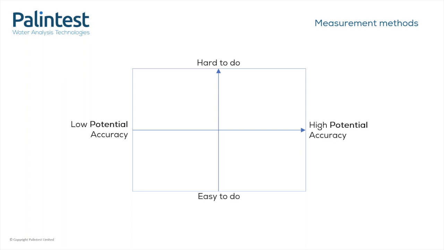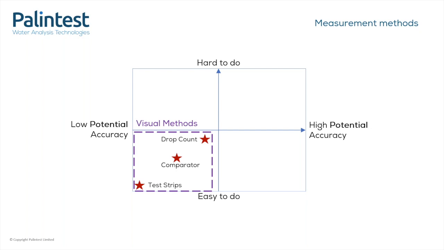So many of you will have seen this matrix previously in some of my other webinars. Here we have a matrix which has axis that runs from easy to do at the bottom up to hard to do at the top. And then we have left to right, the potential accuracy. And this is a measure of the quality of the data that you can achieve. So easy to do visual tests like test strips and drop-down kits are generally quick and can be done by unskilled users, but the quality of these results is relatively low, and so those methods sit down here.